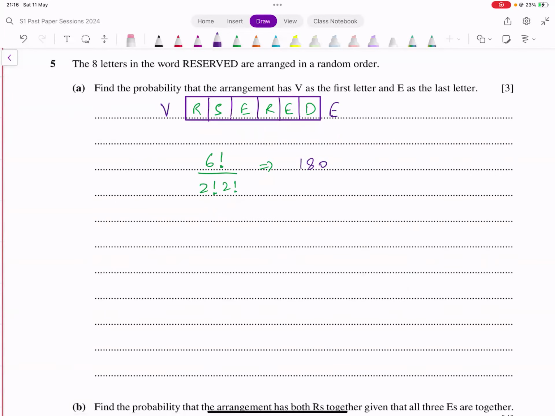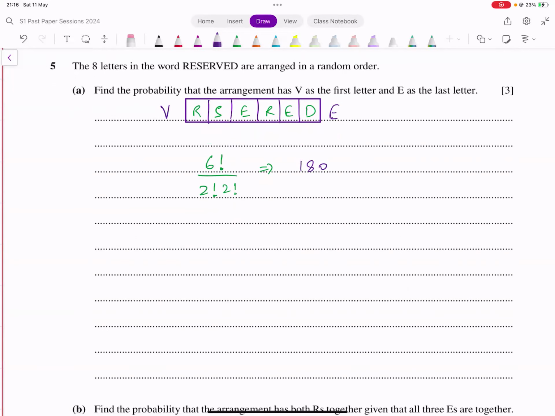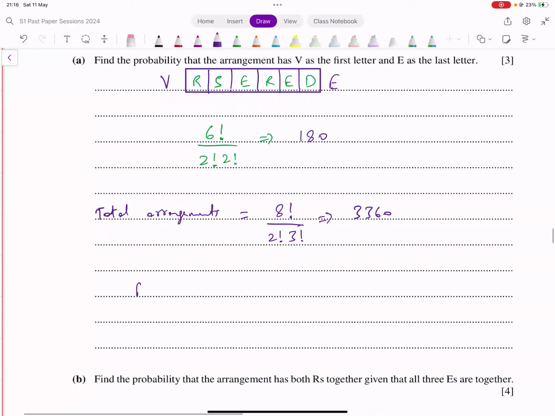Now find the total number of possible outcomes if there were no conditions. Total possible arrangements, what would they be? If you consider all letters, we have 8 letters in total. That's 8 factorial divided by 2 factorial because of the 2 R's, and then 3 factorial because of the 3 E's. You can see what this turns out to be as well. 8 factorial divided by 2 and 6. That's 3360. And that should give you the probability.